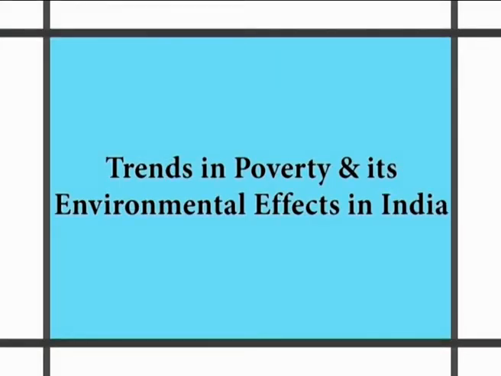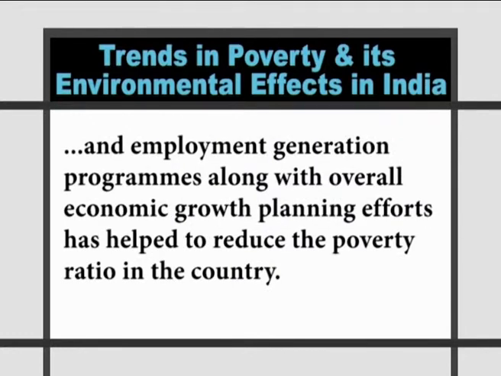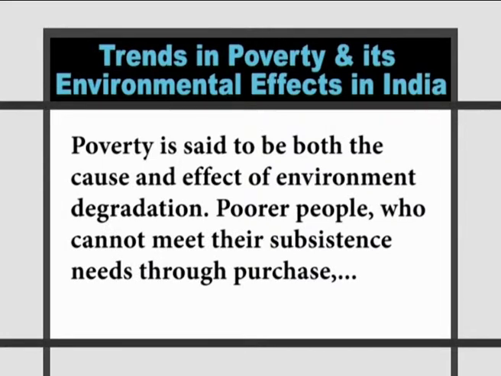Now, let's see the trends in poverty and its environmental effects in India. Most of India's poor live in rural areas and are engaged in agriculture. India's poverty reduction through the anti-poverty and employment generation programs, along with overall economic growth planning efforts, has helped to reduce the poverty ratio in the country. Poverty is said to be both the cause and effect of environment degradation.